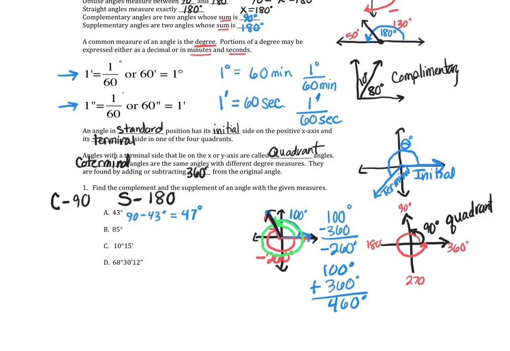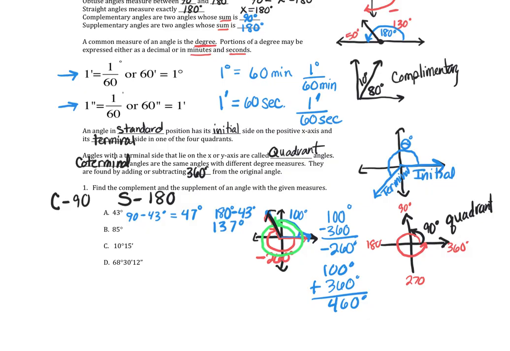If I do 180 degrees minus 43 degrees, then that's going to give me my supplement to the angle, and that is equivalent to 137 degrees. And so that's how you can find your complement and your supplement to the angle. Now, there is a shortcut that you can use when you're finding the supplement, and that is simply to add 90 degrees to your initial complement angle.